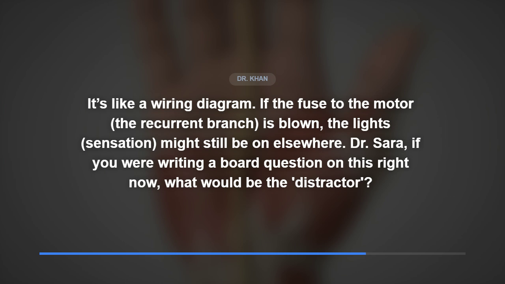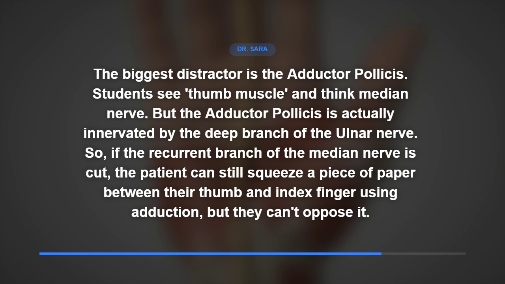It's like a wiring diagram. If the fuse to the motor, the recurrent branch, is blown, the lights, sensation, might still be on elsewhere. Dr. Sarah, if you were writing a board question on this right now, what would be the distractor?